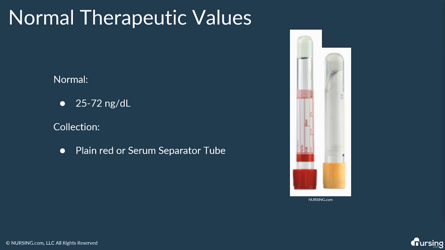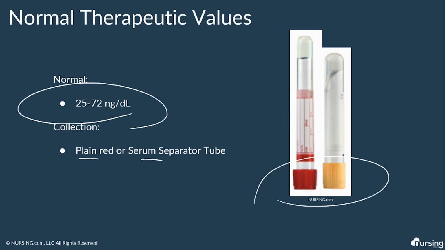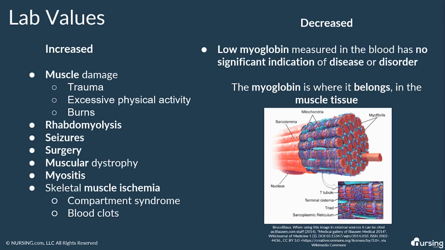Normal therapeutic values are between 25 and 72 nanograms per deciliter. It can be obtained either in a plain red tube or a serum separator tube, like you can see here. When lab values are increased, that of course means we've got some muscular damage. So the myoglobin is actually leaking out of the muscle and into the bloodstream.